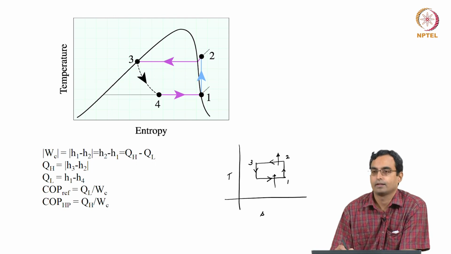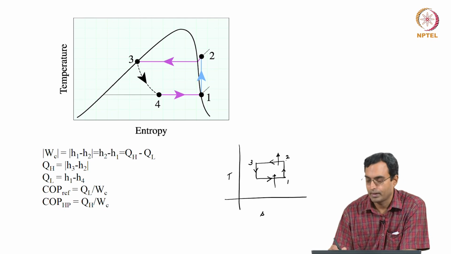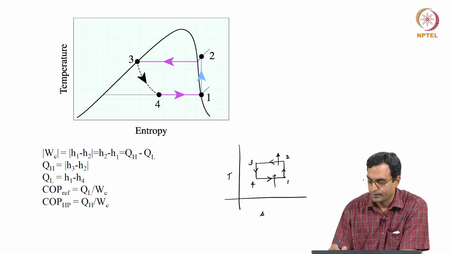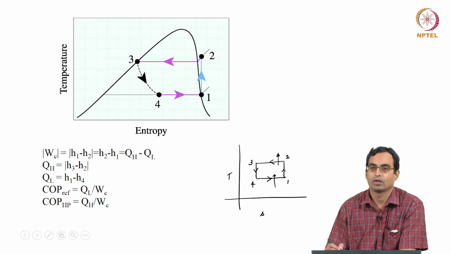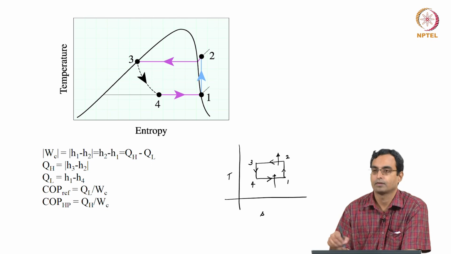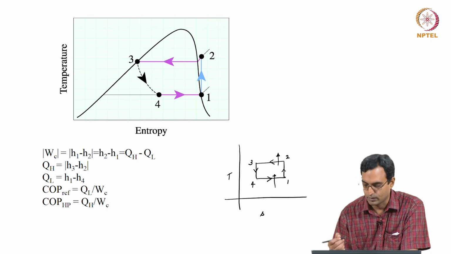So 2 to 3 is a process of heat rejection. This should be at higher temperature, and 4 to 1 is a process of heat addition to the cycle. It should be at low temperature. Which essentially means that the cycle runs anti-clockwise, as compared to our power generation cycles which run clockwise on a TS or a PV diagram.